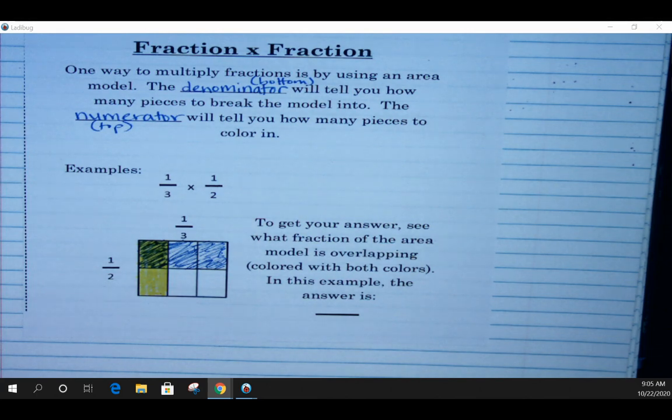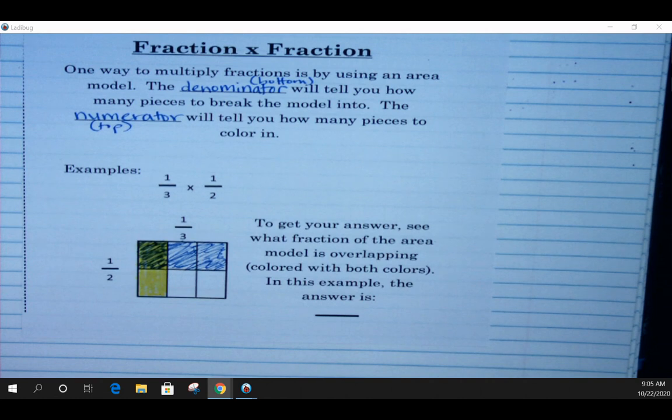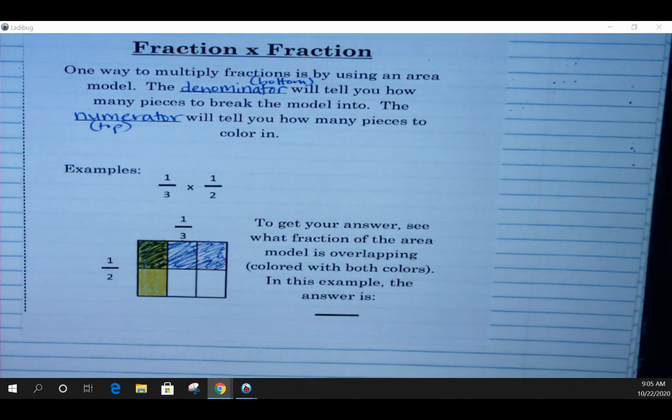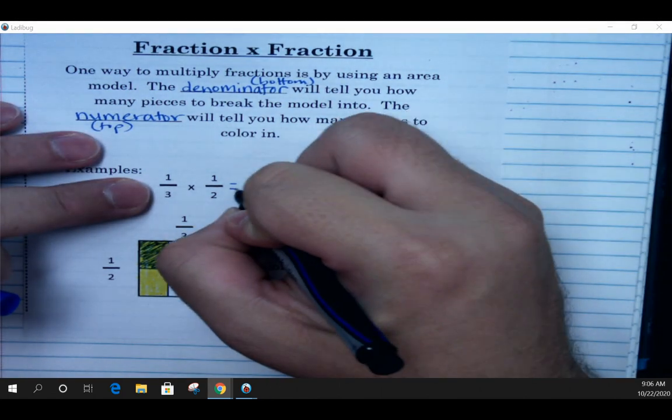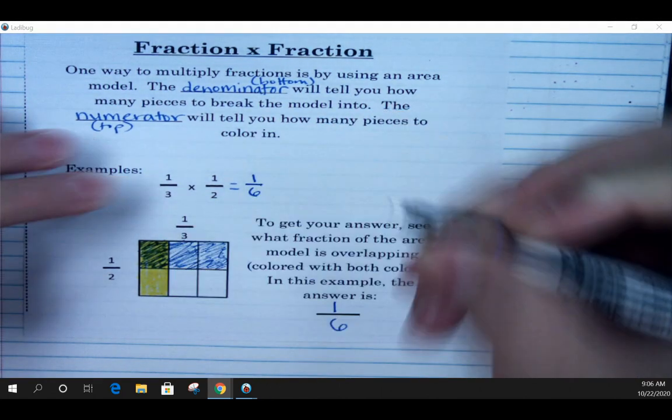Now to find out what the answer to 1/3 times 1/2 is, I want to look for the numerator at where we overlap. So where did it turn green? How many little boxes are green? Just tell me. 1. And the denominator tells me how many pieces there are total. So how many pieces are there total? 6. So 1/3 times 1/2 is 1/6.